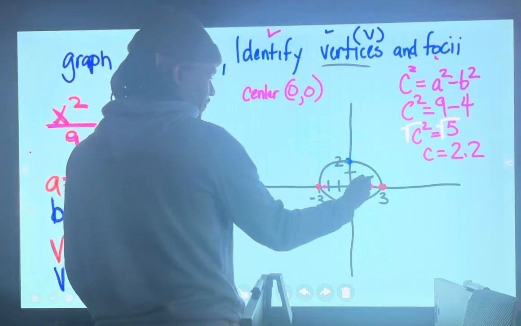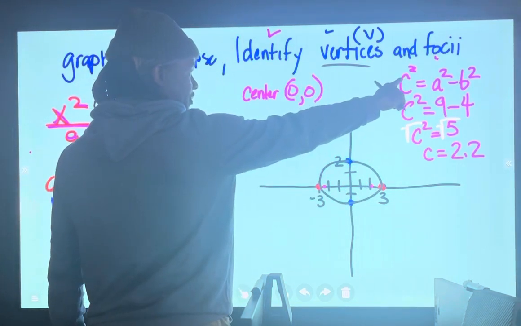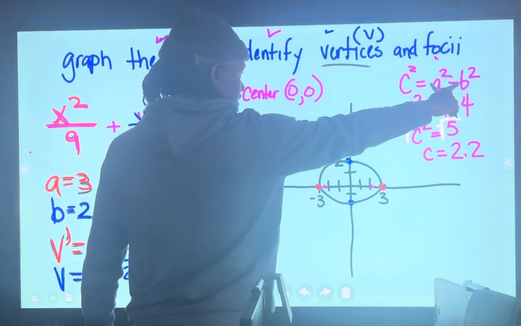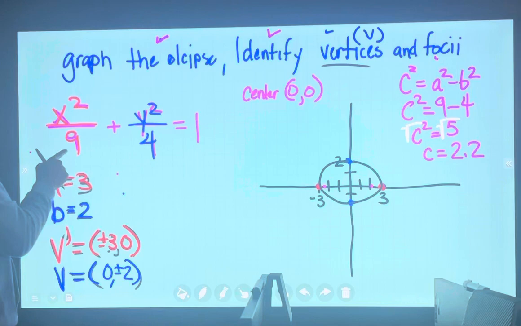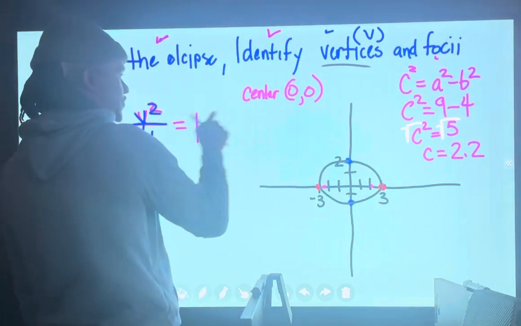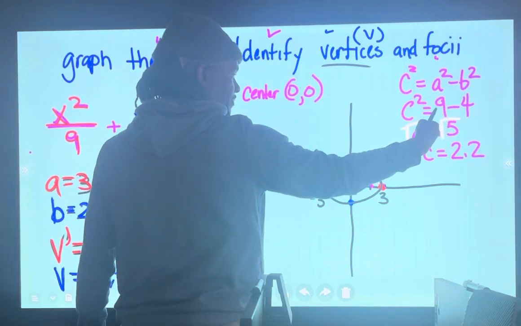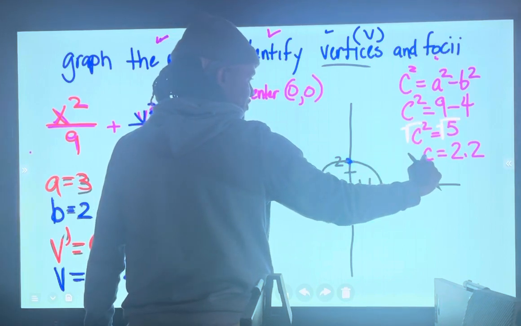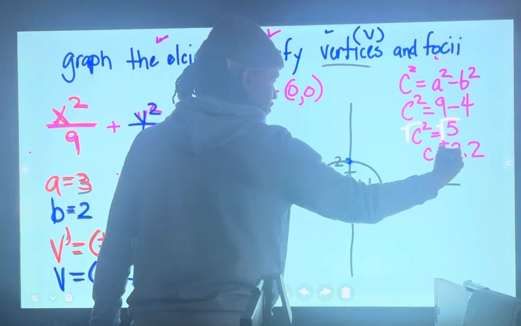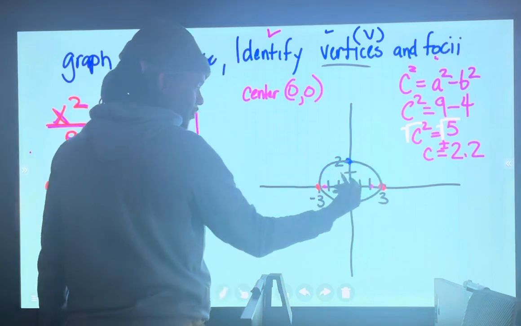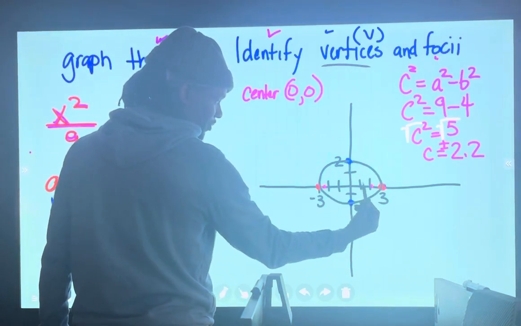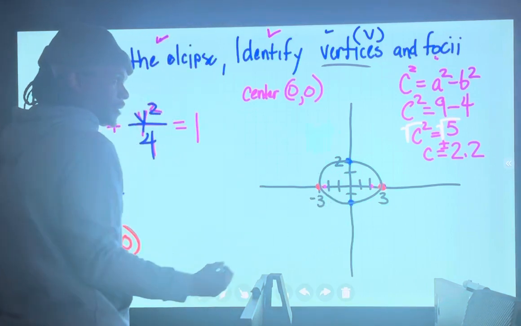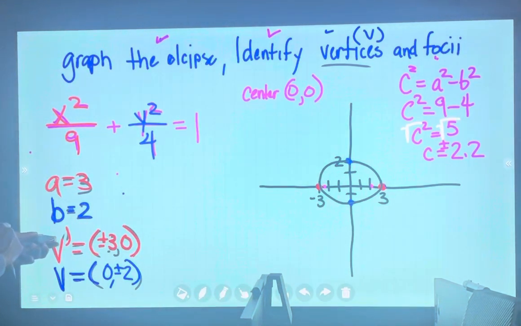Then to find the foci, like we said here, all you're doing is taking C squared equals A squared minus B squared. We know A squared was 9. We know B squared was 4. 9 minus 4 is 5. To unsquare that, your foci will be at plus or minus 2.2. So you're kind of just gauging it. 2.2 will fall somewhere here, and negative 2.2 will fall somewhere there. And that's that. Now let's try one more.